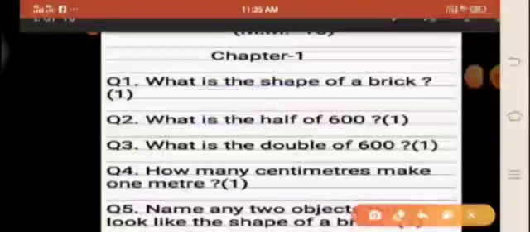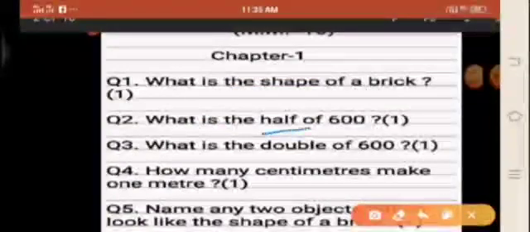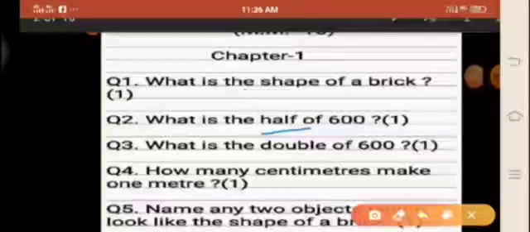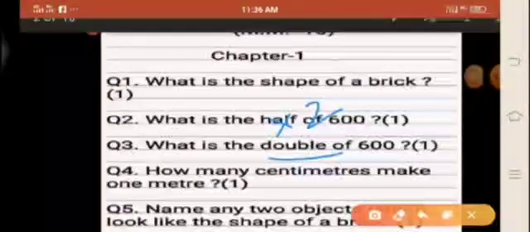Question 2 was, what is the half of 600? Half means we have to divide 600 by 2. This we have already done in our previous video. 600 divided by 2 is 300. Question 3 was, what is the double of 600? Double means we have to multiply by 2. This also we have done. So 600 multiplied by 2 is 1200.